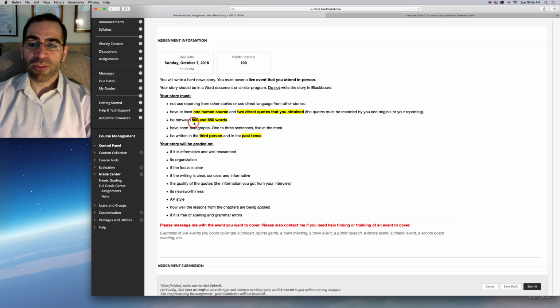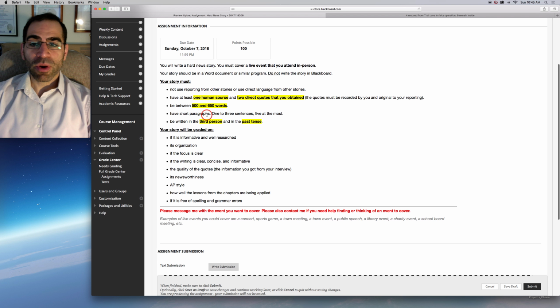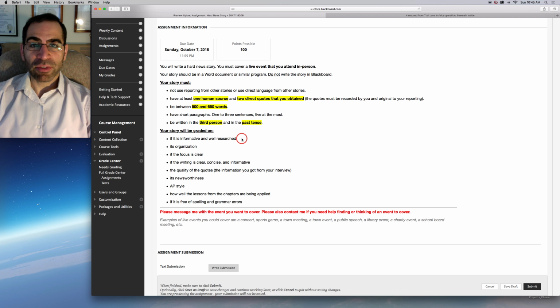Okay, the story should be between 500 and 650 words, not that long, right? So a 500 to 650 word story. You cannot be below, you cannot be above, right? If it's above, you've got to find things to cut. This is the range that we're aiming for. This is usually the range the AP style goes for, online at least. So 500 to 650 words. Have short paragraphs, 1 to 3 sentences, 5 at the most. Break up those paragraphs, right?